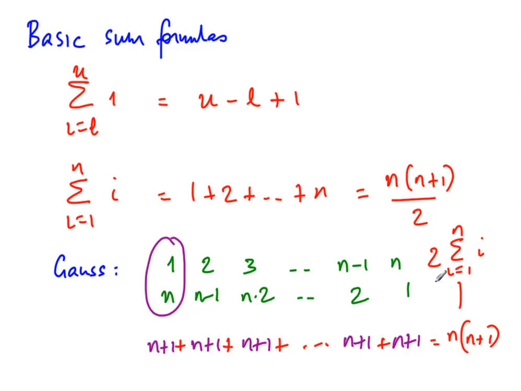So therefore, since this is 2 times the summation, if I divide this by 2, then I get exactly the summation i equal to 1 to n. So this is an easy way to remember this formula, that the summation i equal to 1 to n of i is just n into n plus 1 by 2.